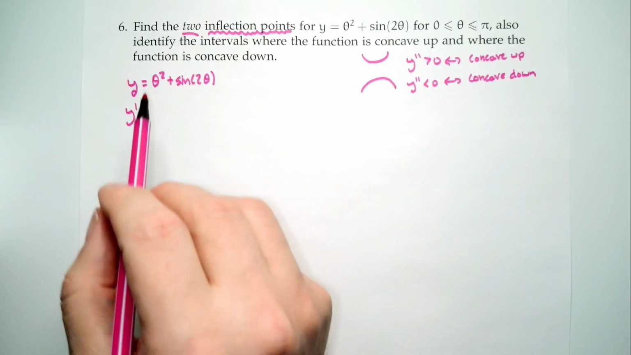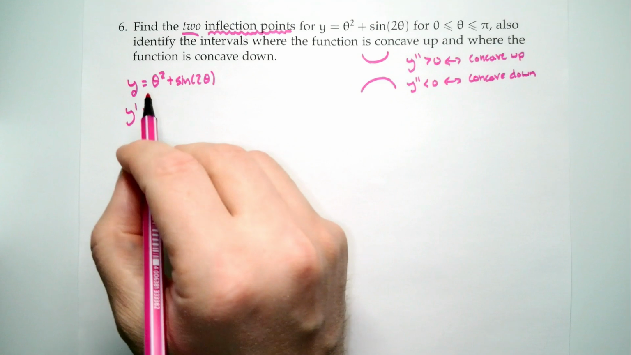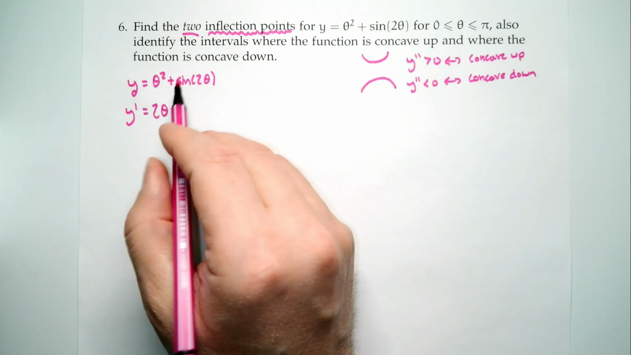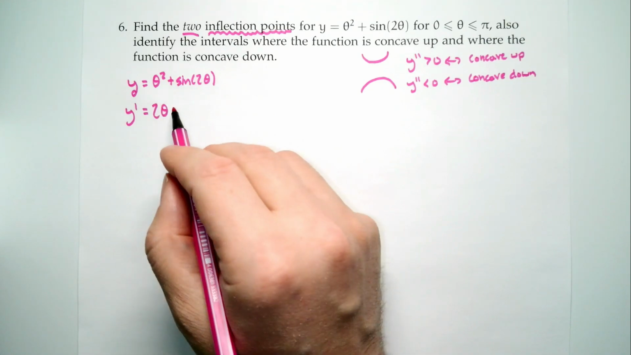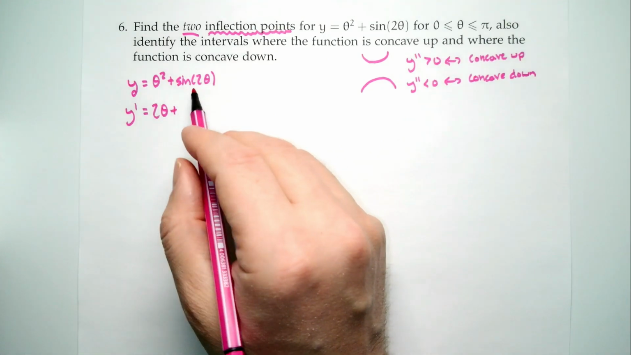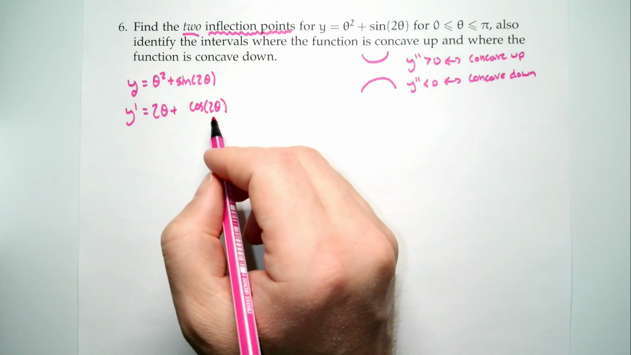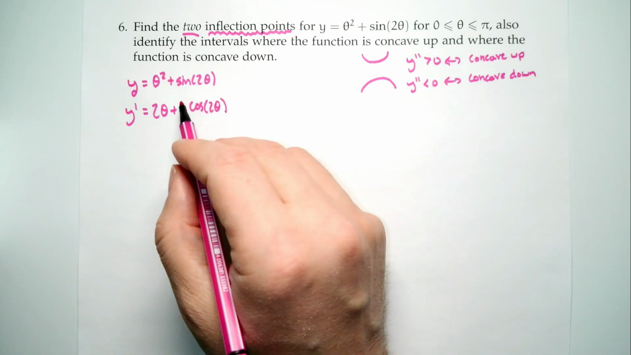Okay, second derivative, right? Well, we better do the first derivative. Okay. Derivative of theta squared, 2 theta. Derivative of sine of 2 theta. Well, derivative of sine is cosine. And then you leave the inside alone, pristine. But then you multiply by the derivative of the inside, which will be 2.